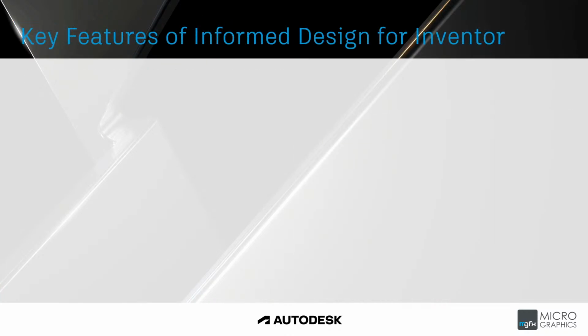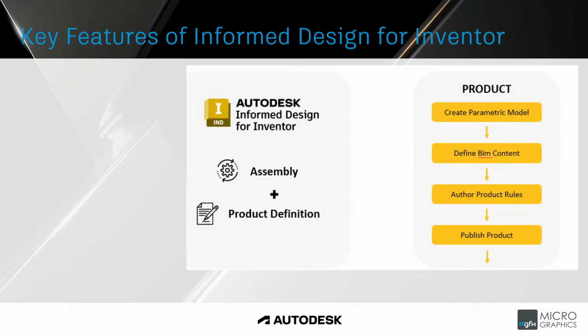Now, what are the key features of Informed Design? Here we can see you've got your Autodesk Informed Design for Inventor, for your assembly and product definition. So first, you've got your parametric modeling. This will empower all the users or designers to create and manage parametric models.